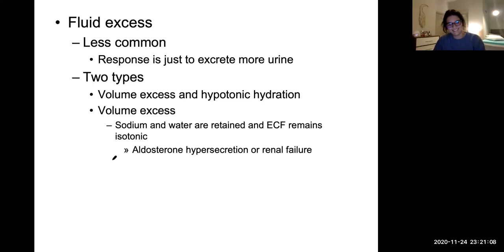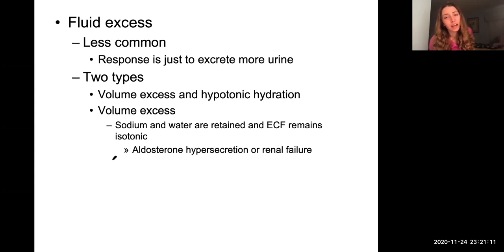We're ready. All right, two types: volume excess and hypotonic hydration. Volume excess, the sodium and water retained in the ECF remain isotonic. Aldosterone hypersecretion or renal failure just means that you have more fluid than you are excreting, and that's partly because either you keep retaining the sodium, with the aldosterone system hypersecreting to allow for more sodium retention, or renal failure, because you're failing to get rid of the water buildup.